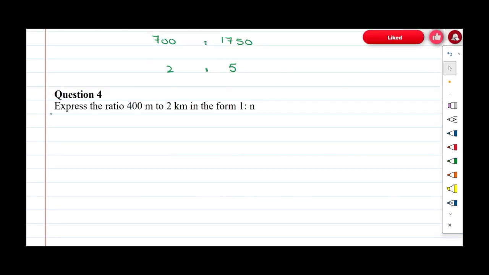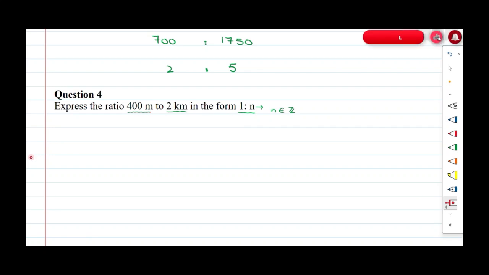There is another example, number 4. Express the ratio 400 meters to 2 kilometers in the form 1:n, where n is an integer. So we have meters and we have kilometers. It is better to convert both of them into the smaller unit. The smaller unit is meter.